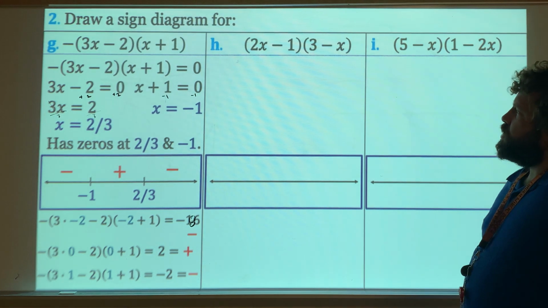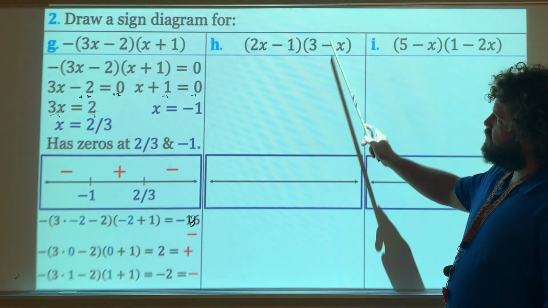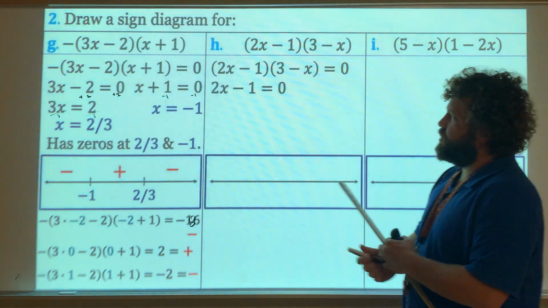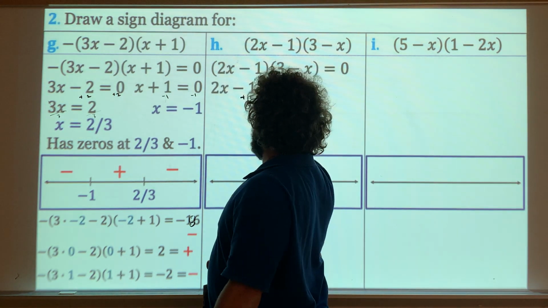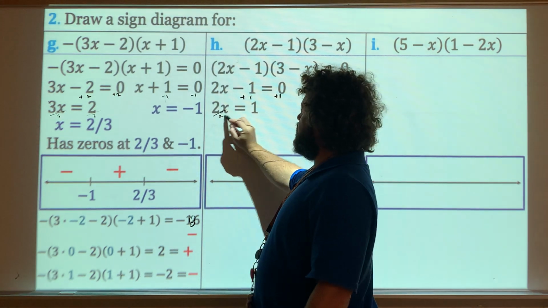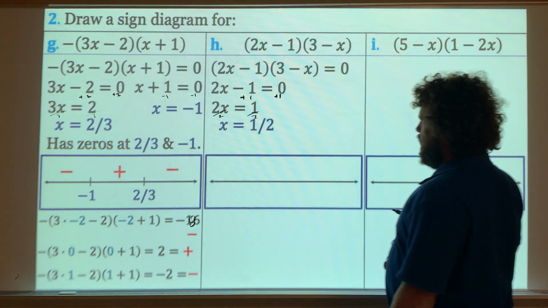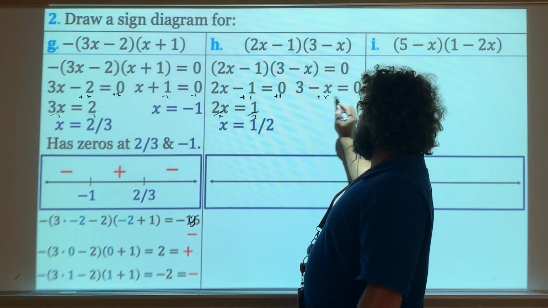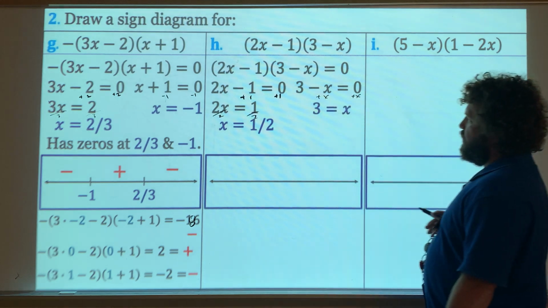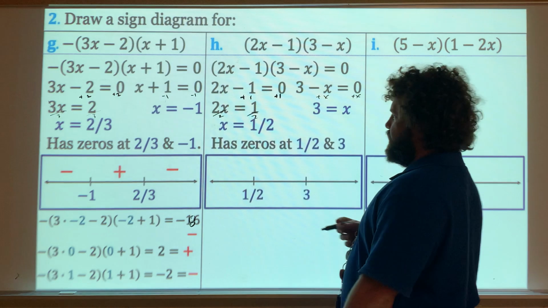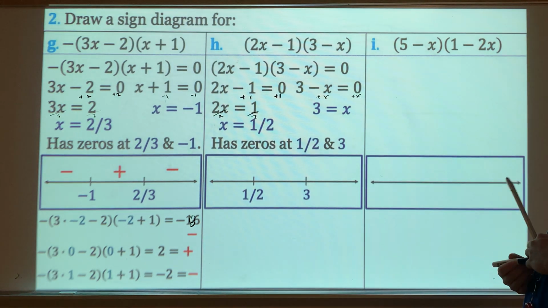H. 2x minus 1, 3x, 3 minus x. Set them both equal to 0. Now, when solving for this, you're going to add 1 to both sides. 2x equals 1. Divide both sides by 2, and x equals 1/2. 3 minus x equals 0. All I'm going to do here is add an x to both sides. And then you get 3 equals x, or x equals 3. 1/2 is less than 3, so you have zeros at 1/2 and 3.